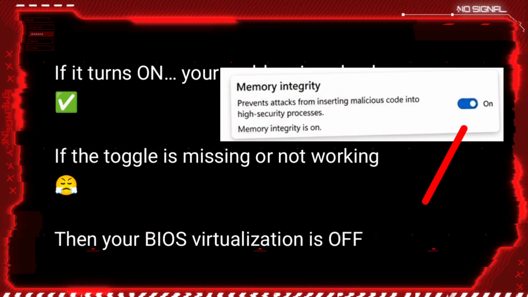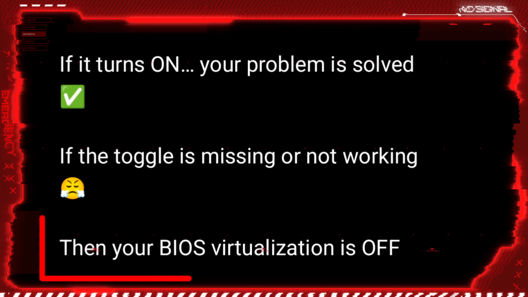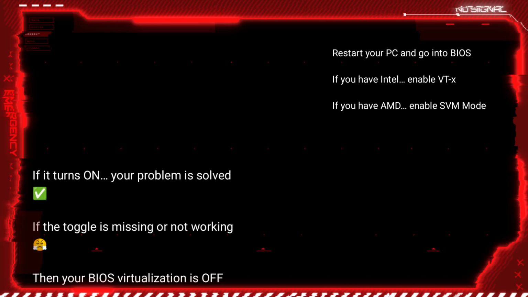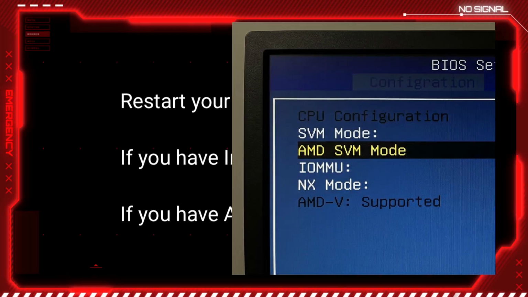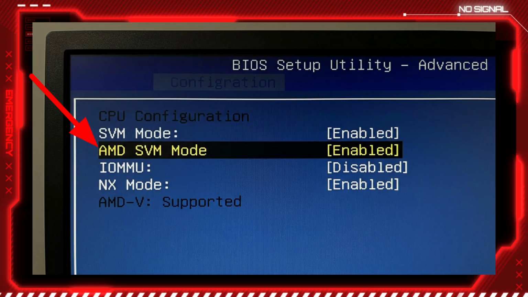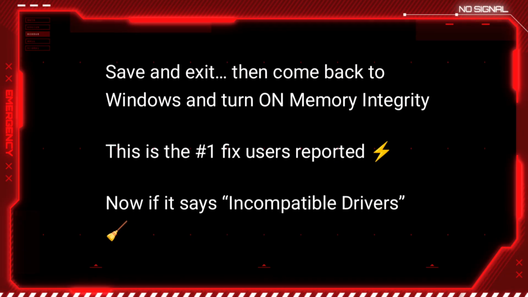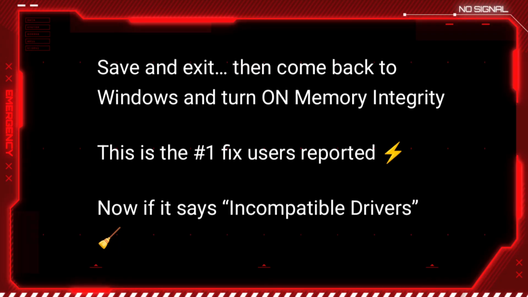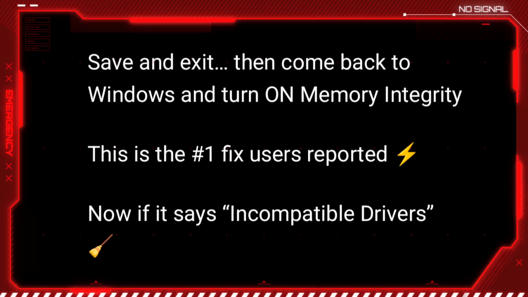If the toggle is missing or not working, then your BIOS virtualization is off. Restart your PC and go into BIOS. If you have Intel, enable VT-x. If you have AMD, enable SVM mode. Save and exit. Then come back to Windows and turn on memory integrity. This is the first fix users reported.